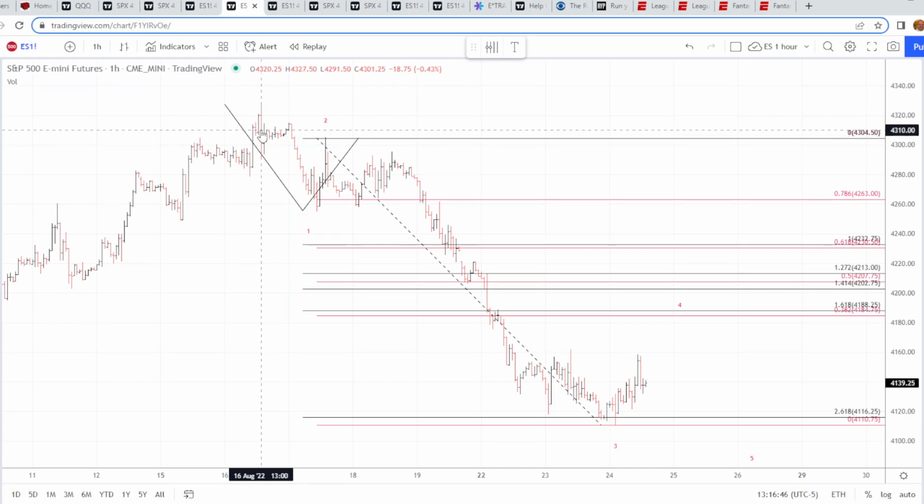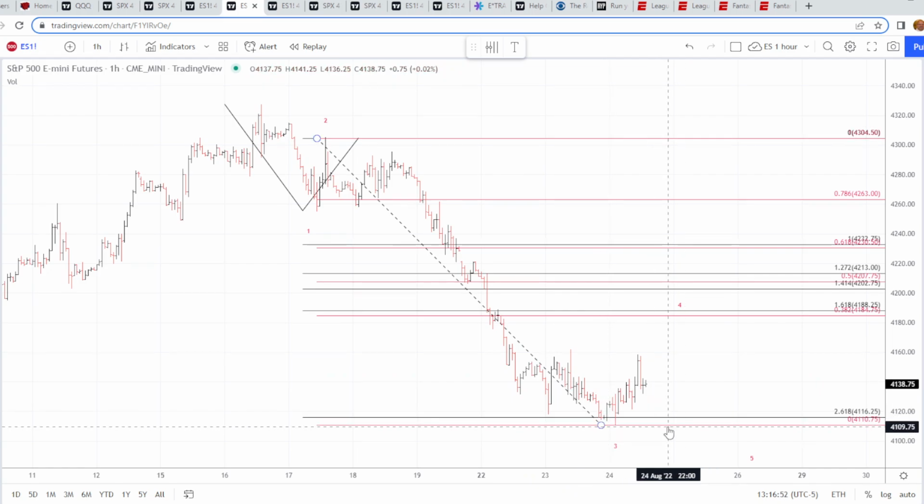And you can see from that high right there, we've got a 1 down, a 2 up, 3 gained a 2.618. I think I had it at, this might be off by a point or two, 41.15 and some change, and ended up at 41.10. Okay, you can see our fourth wave corrections there.